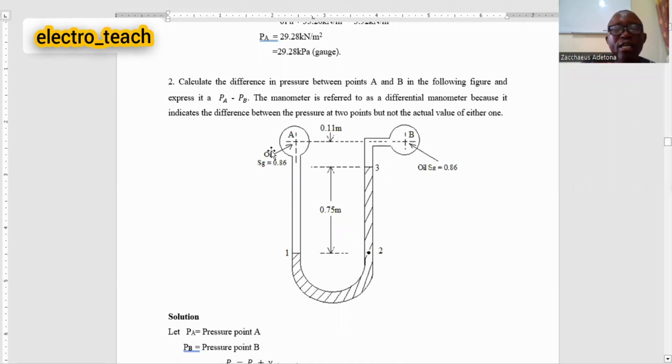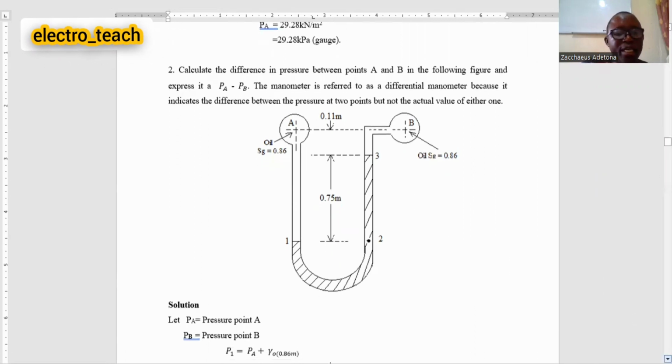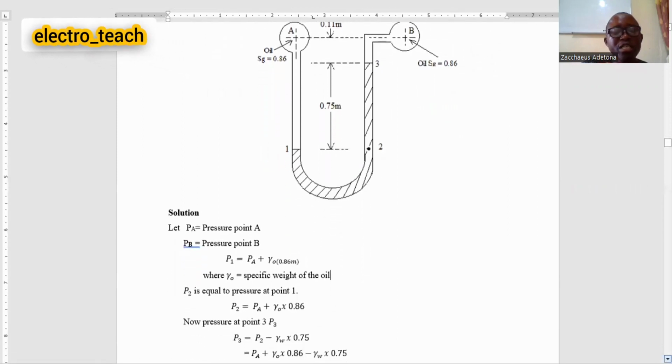We have oil at the vertical side. We have water at the U section. And then at the horizontal bulb, we have the oil again. Then the distance from point to point is indicated, the height from point A to point 1 to point 2 to point 3. Now the pressure at point 1 is PA, and the pressure at point B is PB.